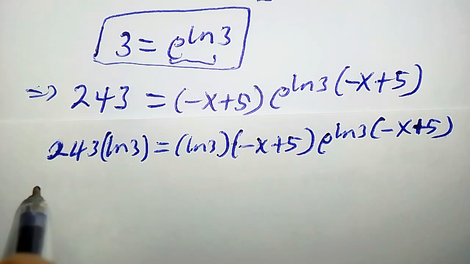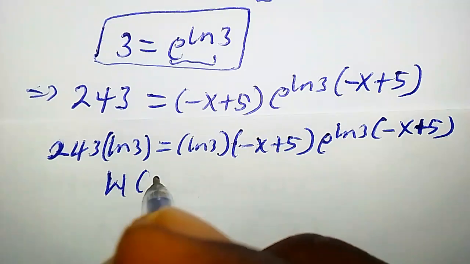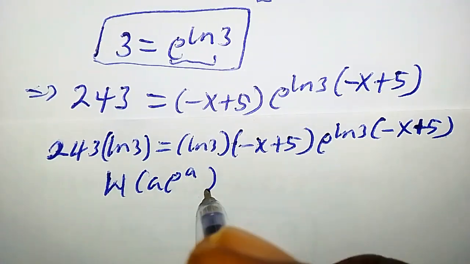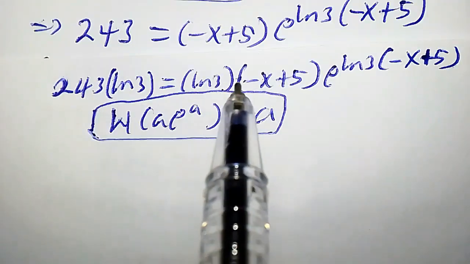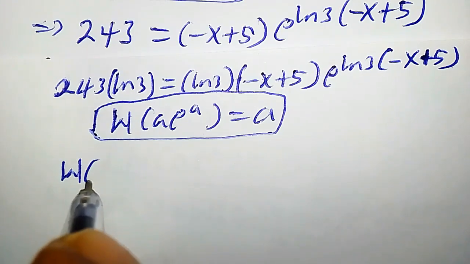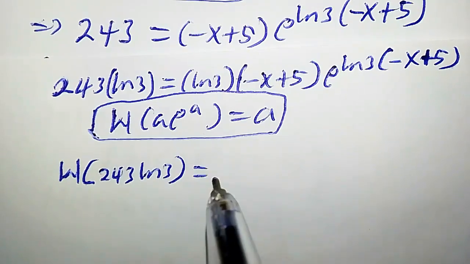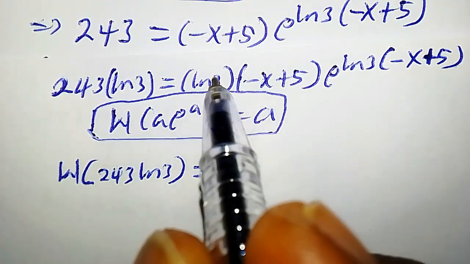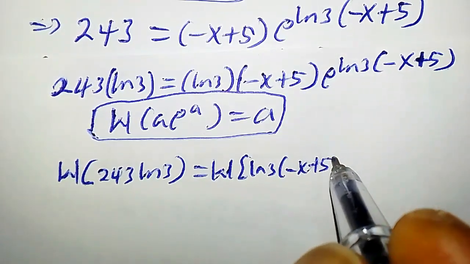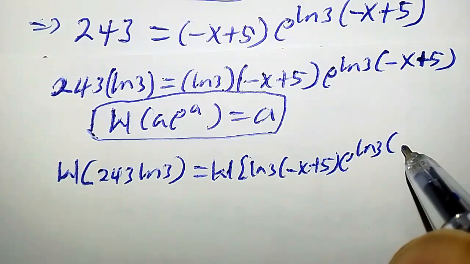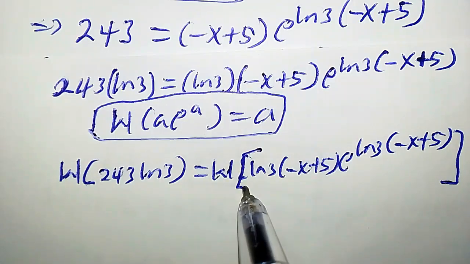At this stage, it is very important to recall the Lambert W function formula. It says W of a times e to the power of a is equal to a. Let's take note of this formula. Taking the Lambert W function of both sides, we're going to have W of 243 times ln 3 equals W of this right hand side, ln 3 times negative x plus 5 times e to the power of ln 3 times negative x plus 5. Close the bracket. It's a big bracket.